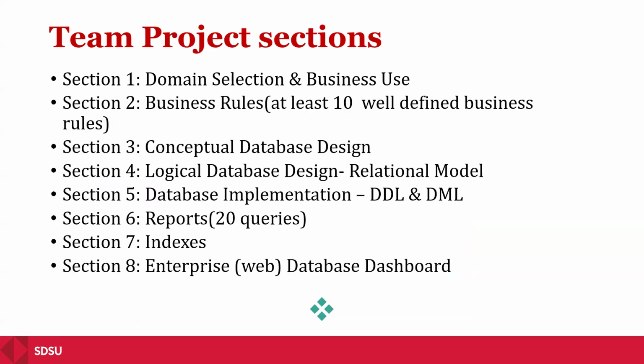Team project will have 8 sections, and we're going to go through all of those sections in detail within the next couple of minutes. But here is just the list of all the sections for you to review. We're going to start from domain selection, then we will work on business rules. In section 3, we are going to create the conceptual database design, which is the entity relationship diagram. Further down, we progress to creating the relational model and logical database design.